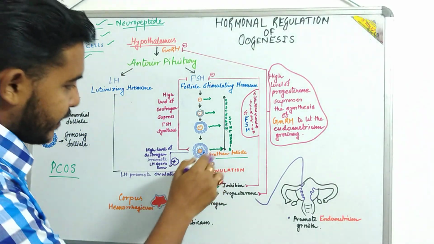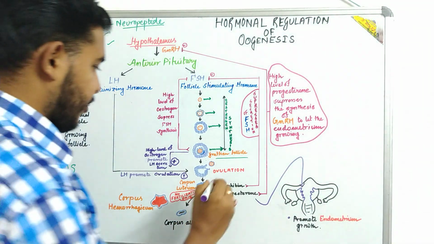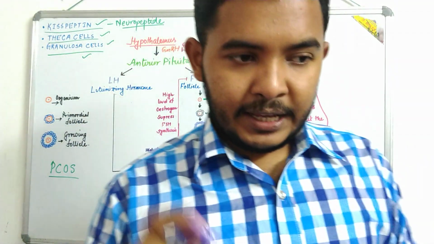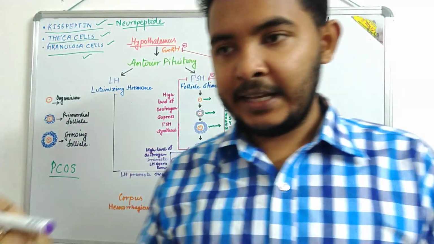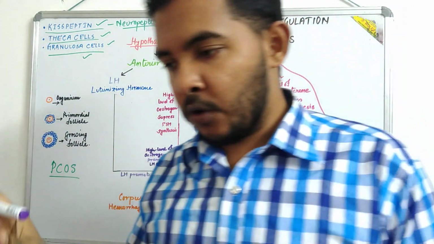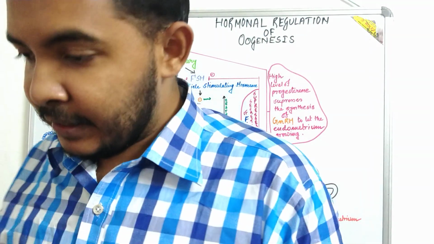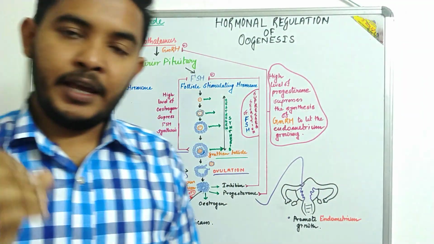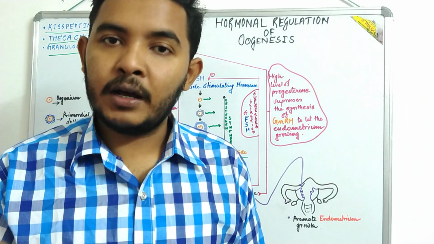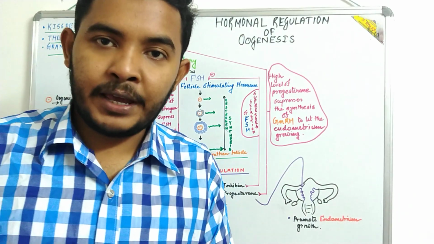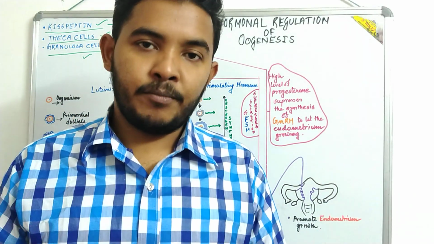Here you can see one term I have mentioned in red. This is ovulation. What is ovulation? Ovulation is a process which happens in the female body, where they produce a mature ova, which in later course will be fertilized by a sperm and produce the embryo.